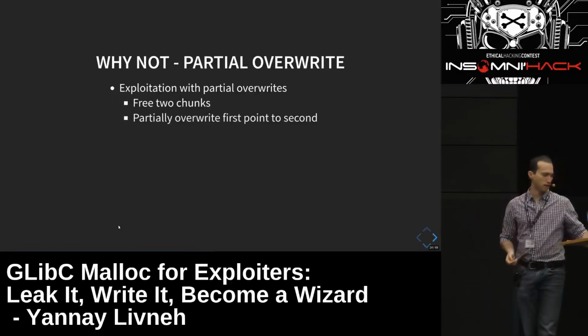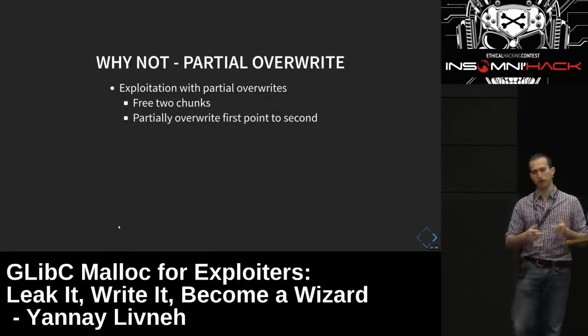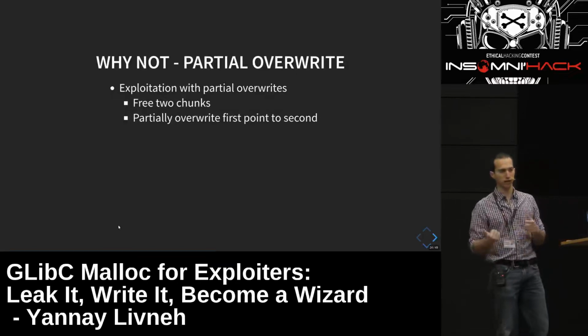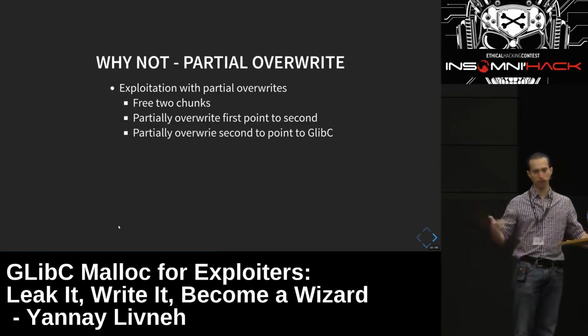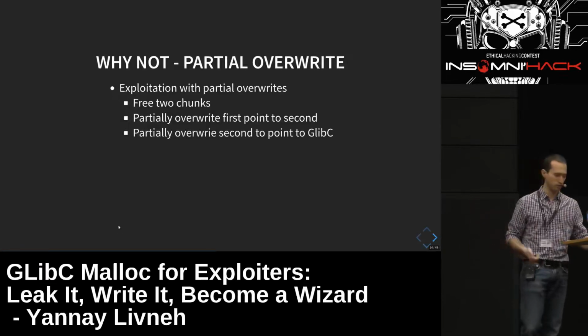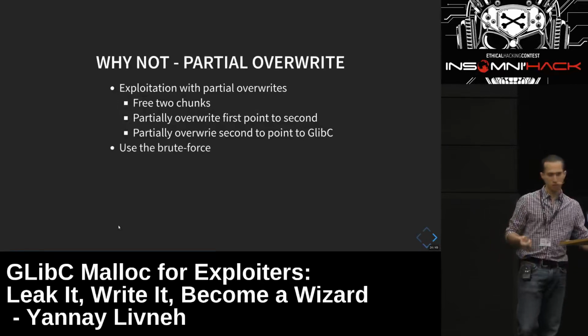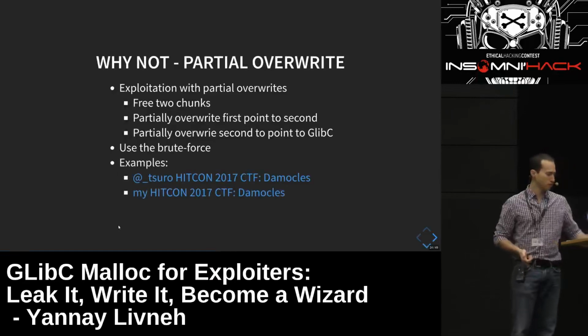You can just free two chunks. One of them, partially overwrite it to point to the other, which would point to GLibC. You can also partial override the second one, and you get something pointing to GLibC, which you can sometimes write via that pointer. Maybe you need more bits, so you do some brute force. It works. And there are two examples here.